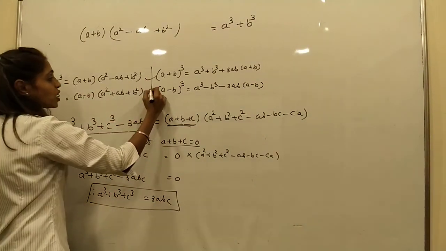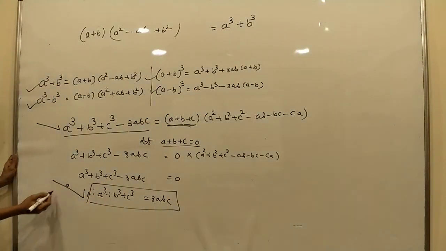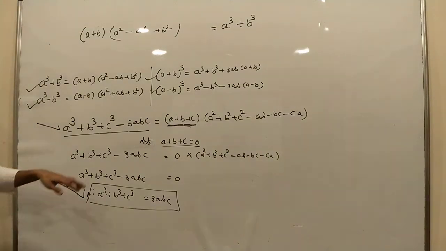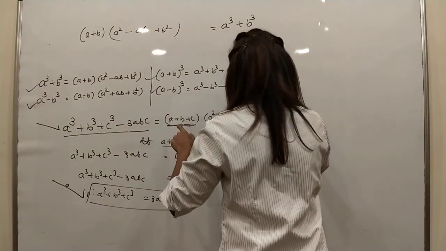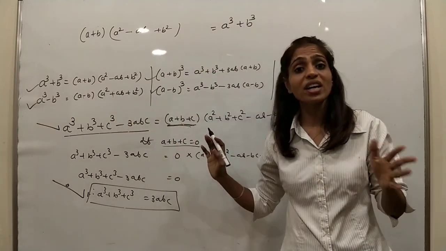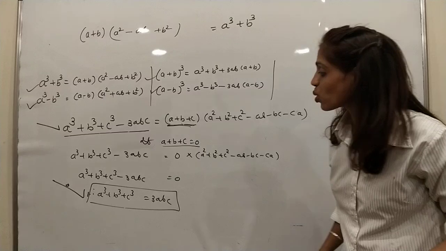1, 2, 3, 4 and 5 and 6 formulas. Tick them, mark them. Those formulas have to be written 25 times. 1, 2, 3, 4, 5 and 6 formulas.